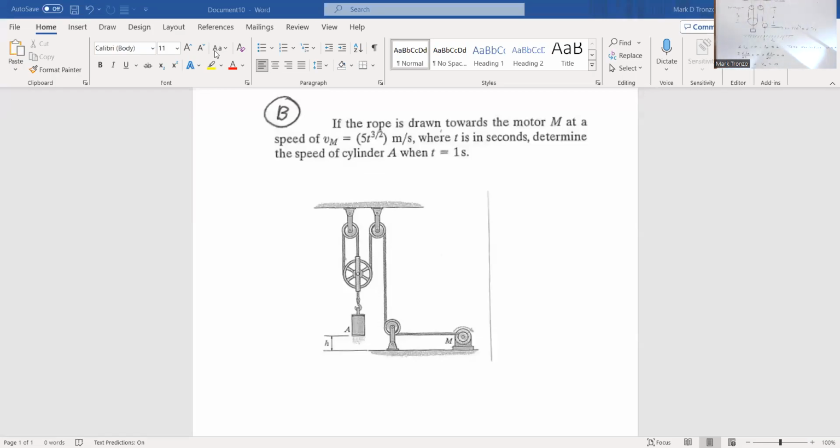We're going to take a look at this problem. If the rope is drawn towards motor M at a speed of 5t to the 3/2 meters per second, where t is in seconds, determine the speed of cylinder A when t is 1 second.